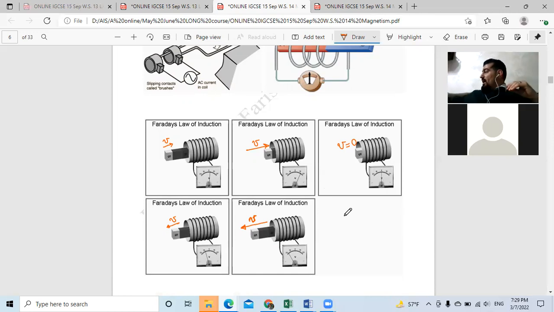Good. As I reverse the direction of the motion, what will happen to the induced current or induced voltage? It will be reversed, right? So, first point here, faster motion means what? Means higher EMF.